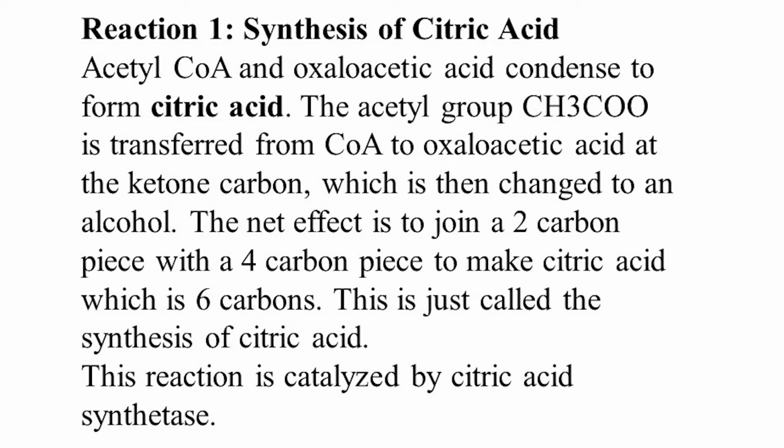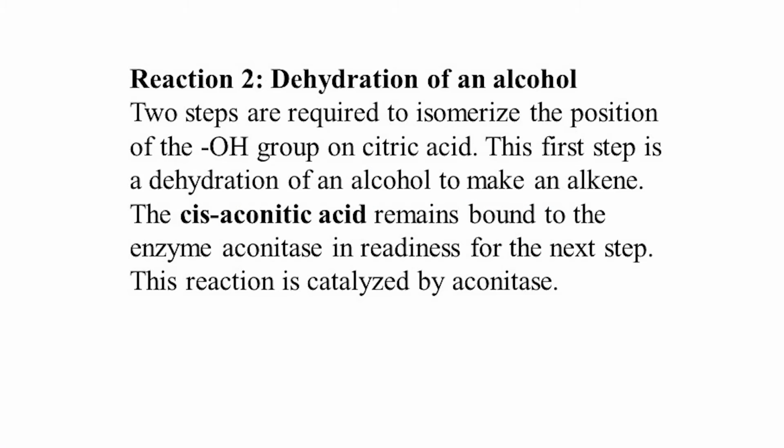This reaction is catalyzed by the enzyme citric acid synthetase. The second reaction is the dehydration of an alcohol group. Two steps are required to isomerize the position of the OH group on citric acid. This first step is a dehydration of alcohol to make an alkene. The cis-aconitic acid remains bound to the enzyme aconitase in readiness for the next step.